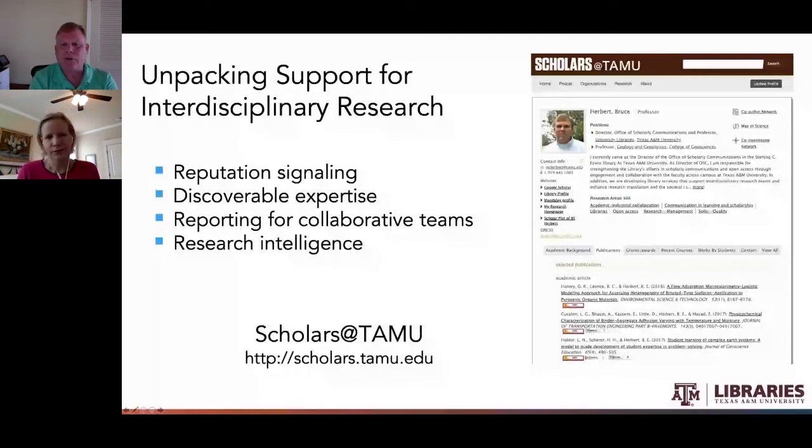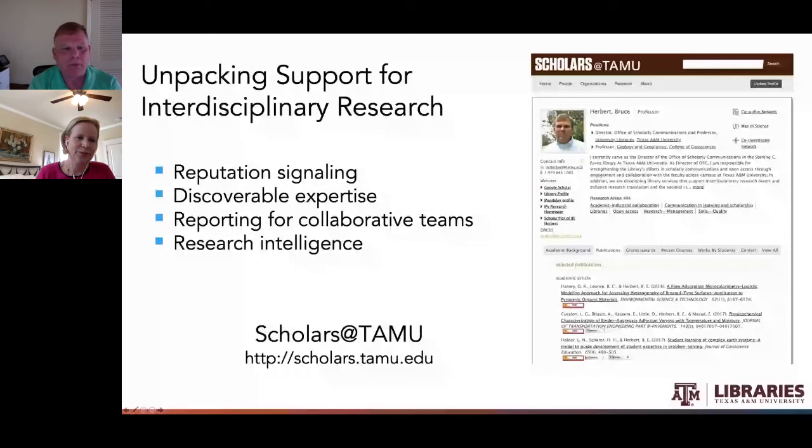Of course, our system and RIM systems and CRIS systems often support discoverable expertise. We are seeing a transition from using web pages to these more integrated and specific RIM systems, so that you can discover expertise across the institution in a much easier way than just thumbing through different departments and web pages.